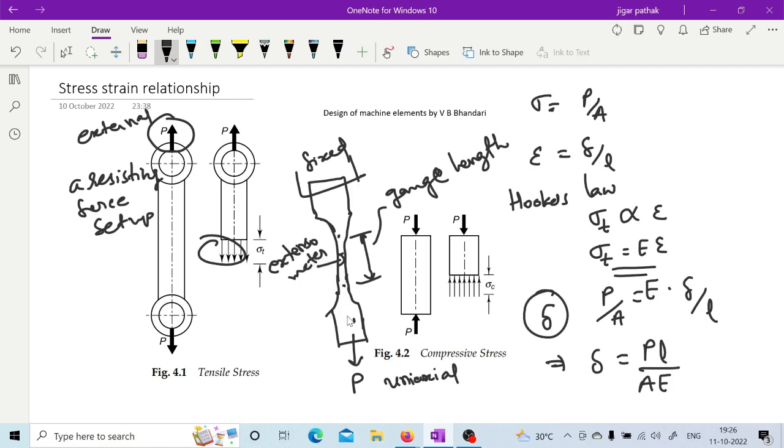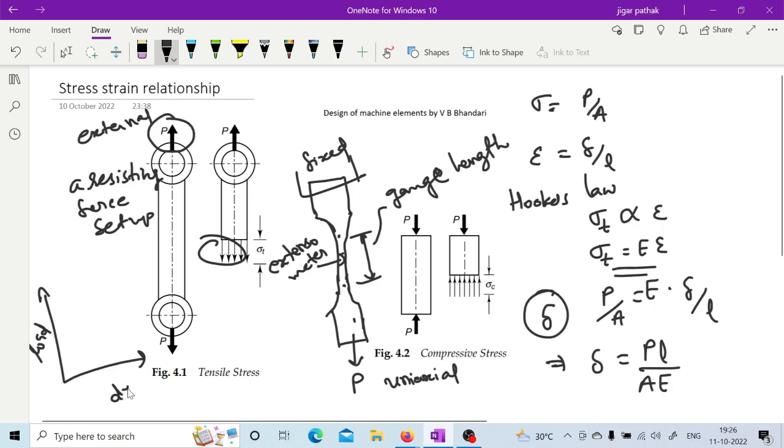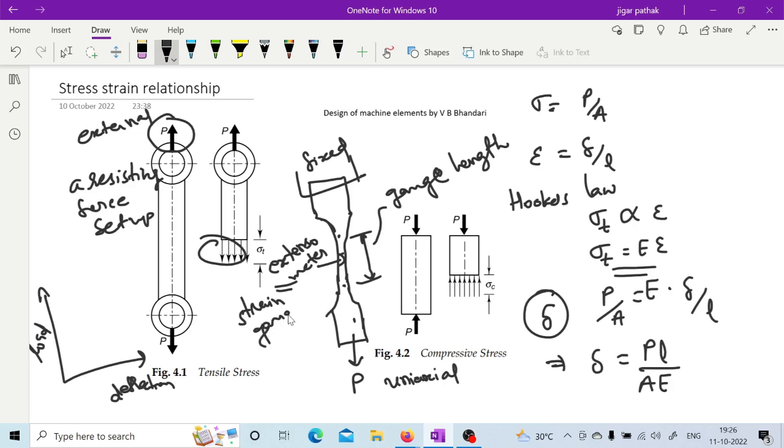So through this test you are going to get data of load per deflection. Here you will have load, here you will have deflection. This load versus deflection will be given by this extensometer. It is a kind of strain gauge, right? So you will get this load versus deflection data from this tension test, and this load versus deflection will then be converted to the stress strain curve, right?